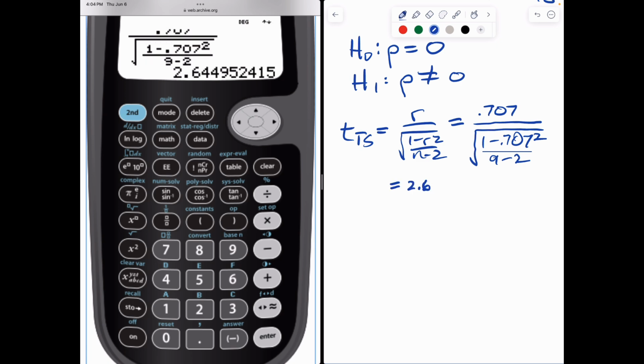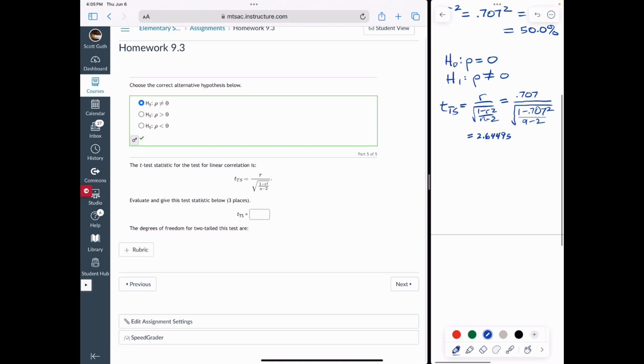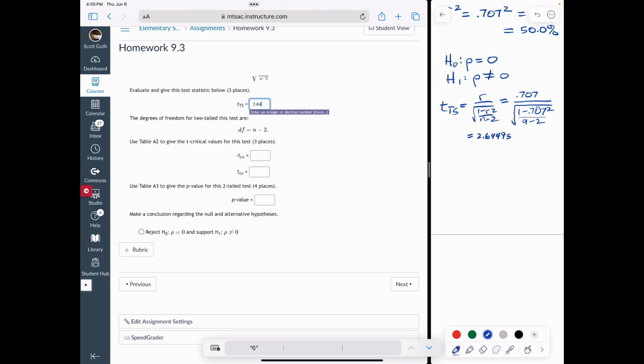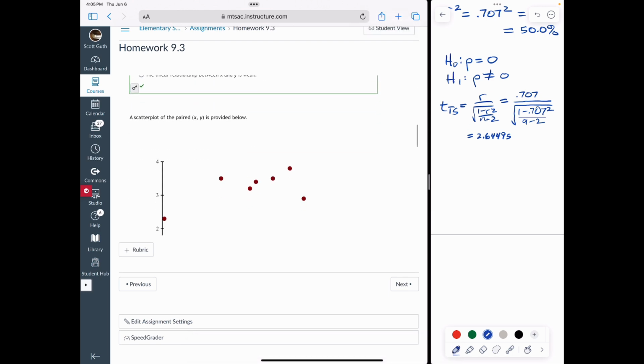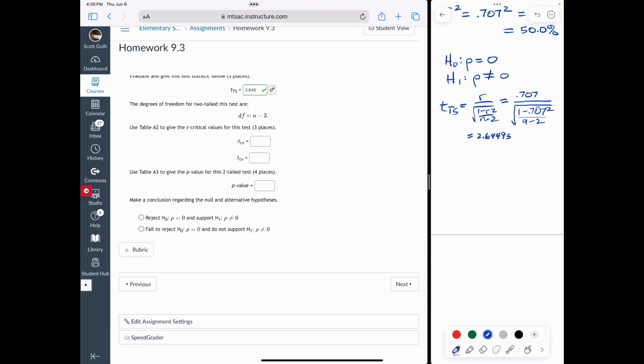So 2.64495, and I'll round that to whatever they asked me to round it to. Okay, so put in our t-statistic here, 2.64495. It wants 3 places, so 2.645. Good. I think I'll do a check. Makes me feel better. Okay, so yep, 2.645 is correct.